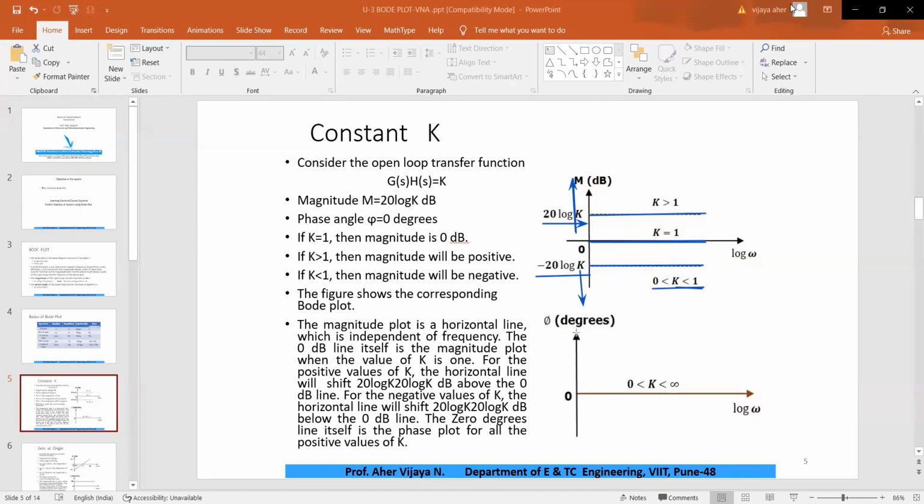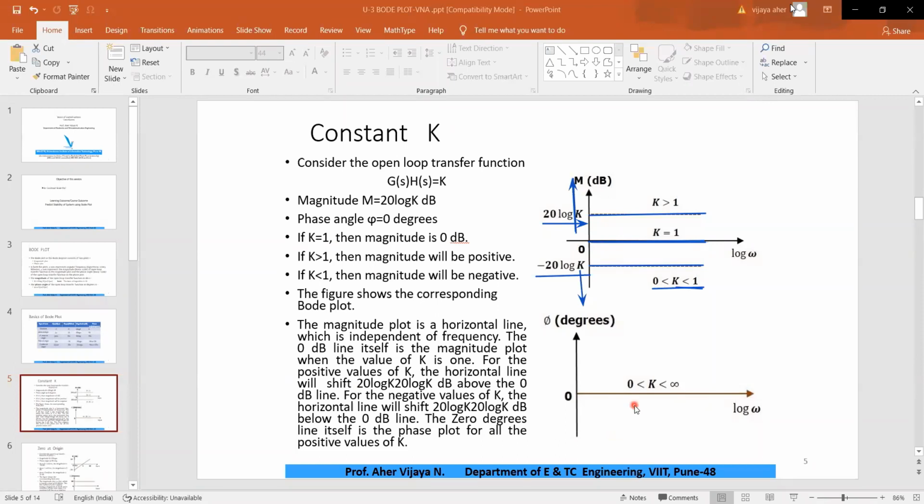आता फेज प्लॉट. आता फेज प्लॉट साठी एक्स ऍक्सिस ला काय घ्यायचं आपल्याला, अँग्युलर फ्रिक्वेन्सी इन logarithmic scale. Okay, so log omega. So take log omega on x axis and degrees or phi on y axis. Okay, so this 0 degree line, suppose a line with 0 degree. This line with 0 degree is nothing but your phase plot for all the values of K, positive values of K.